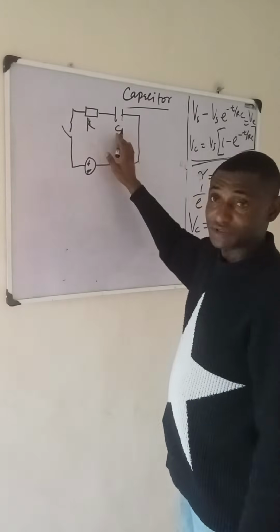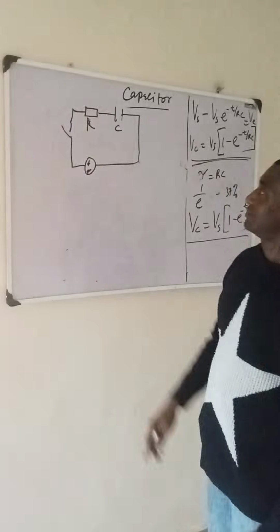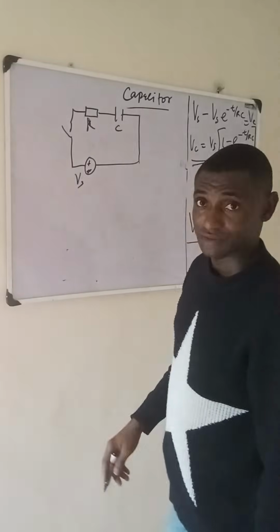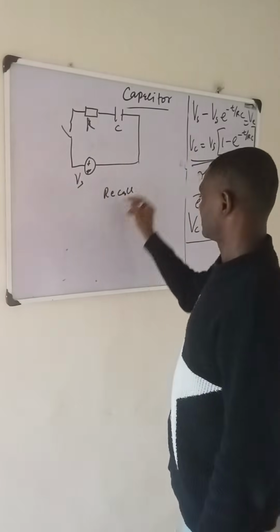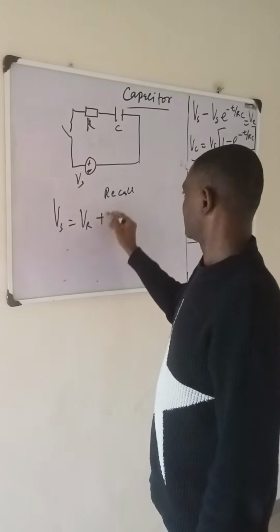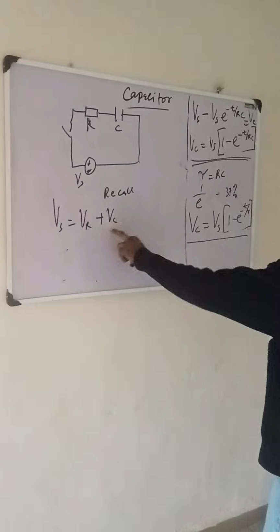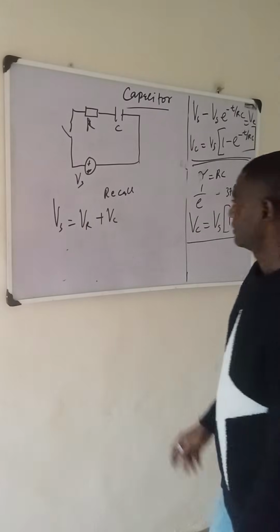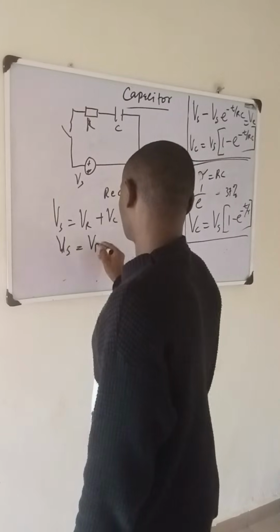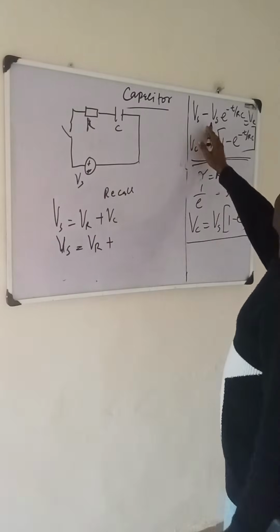Now we have gotten the voltage across this capacitor at any instant in time. How do we get the voltage across the resistor? Let us recall that the voltage source is the same thing as the voltage across the resistor plus the voltage across the capacitor. Now the voltage across the capacitor, which is the Vc, we know. So let us substitute that. We have Vs equal to VR plus, instead of writing this now, I write this.